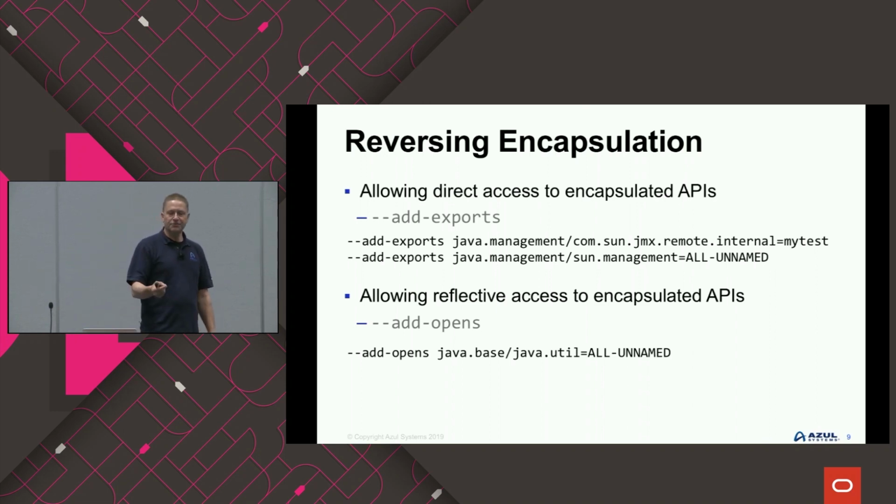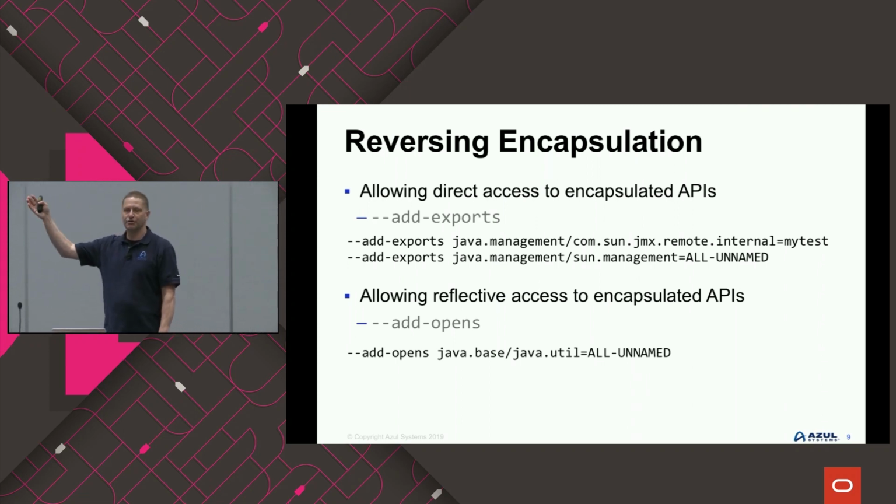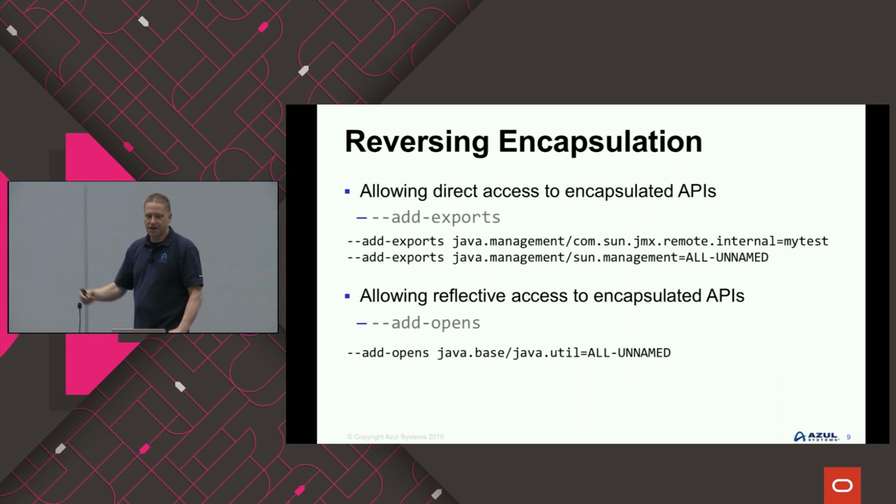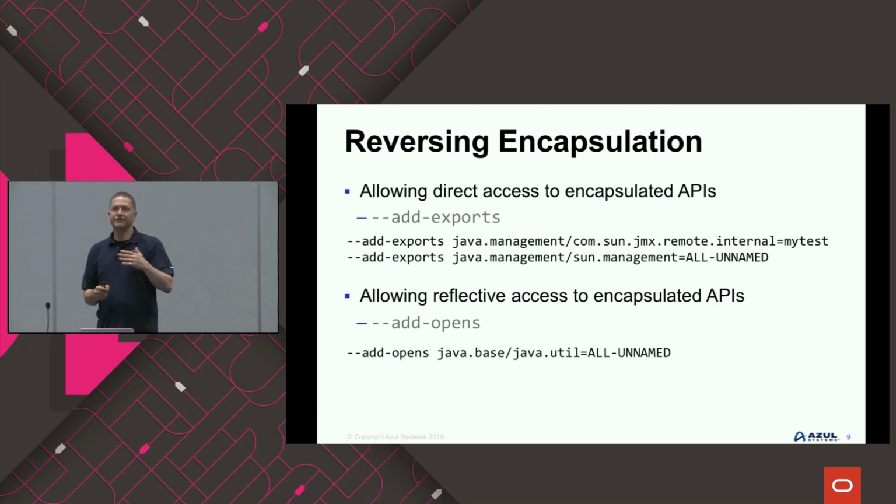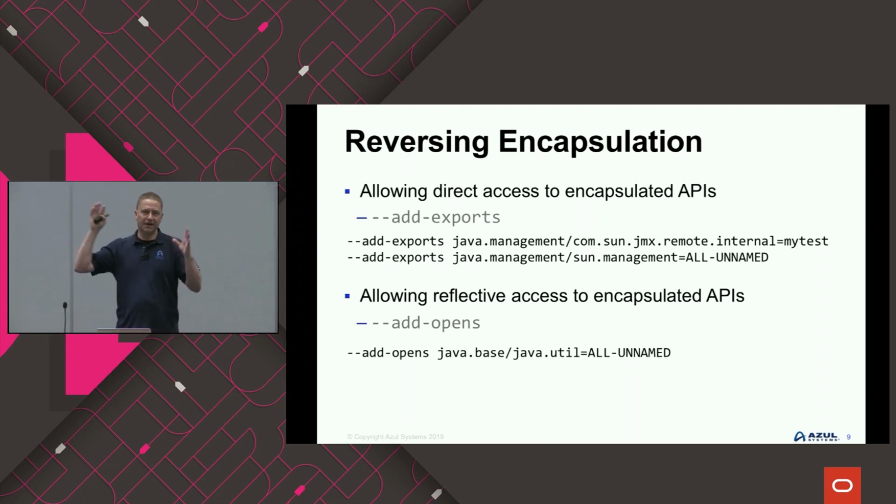And you can use add exports here, and you can specify the module that you're interested in, java.management, and then you can specify the package, in this case, com.sun.jmx.remote.internal, and you can limit the access only to a particular module, so my test. Or if you want everybody to have access to it, then you can say all unnamed, and then everything on the class path will have access to those internal APIs.